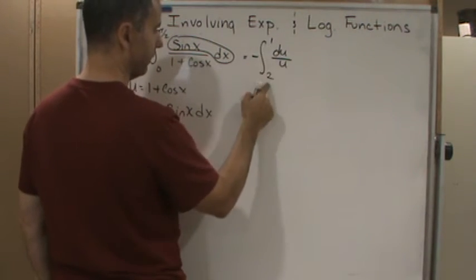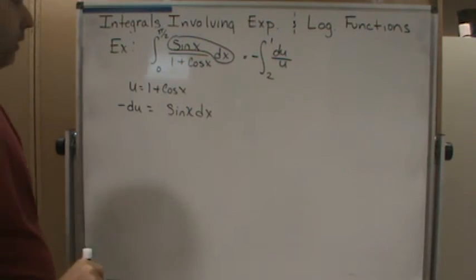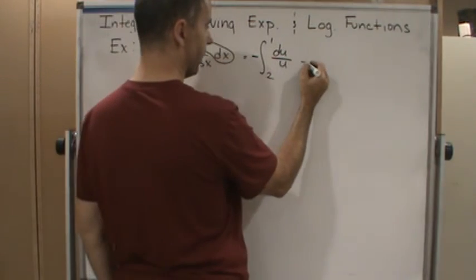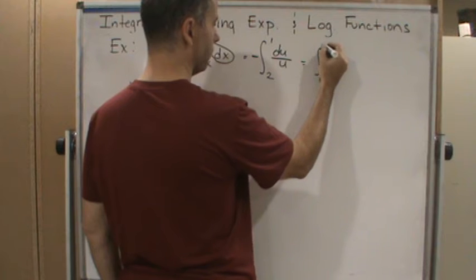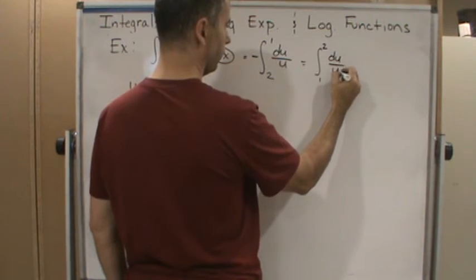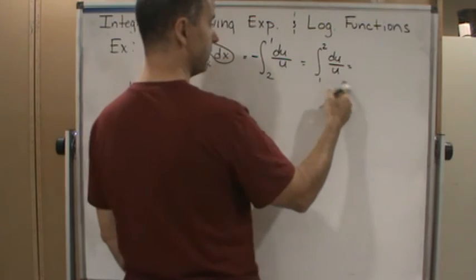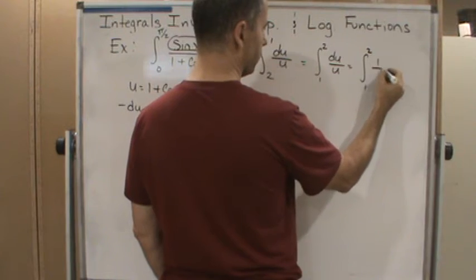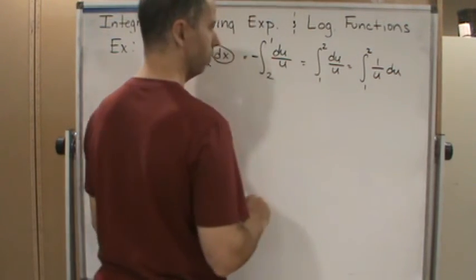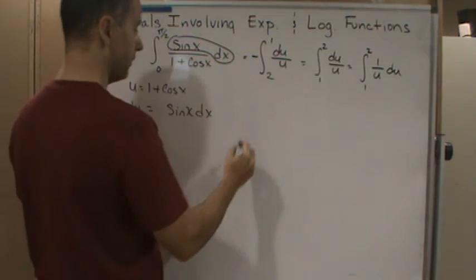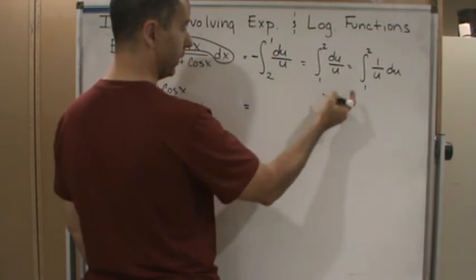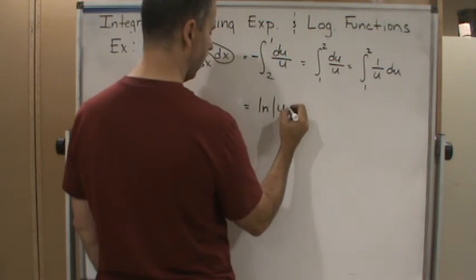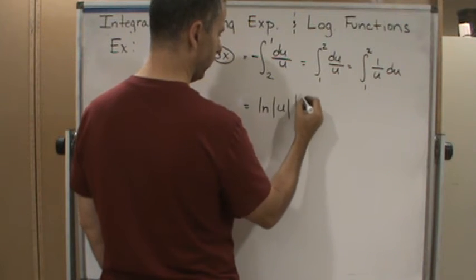Now notice again, the limits of integration are backwards here, so let's switch those and then switch the sign. So that's going to be the same as the definite integral from 1 to 2 of du over u. And of course, what's the integral of this thing? Well, again, you can rewrite it to see it better, but if you know it, you know it. So this is 1 over u du, right? And so now the antiderivative of this is the natural log of the absolute value of u evaluated from 1 to 2.